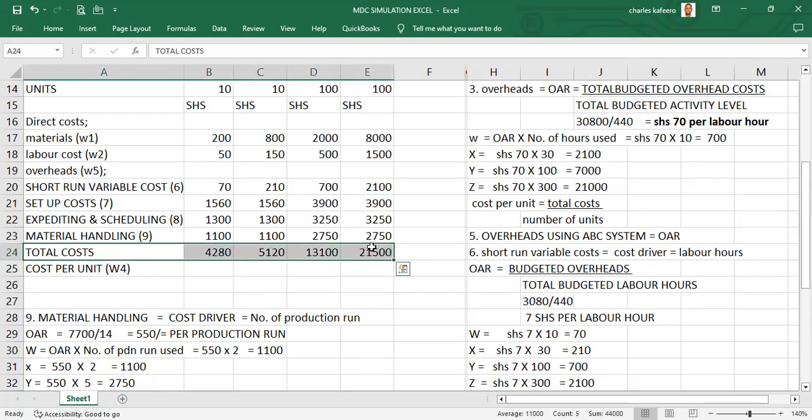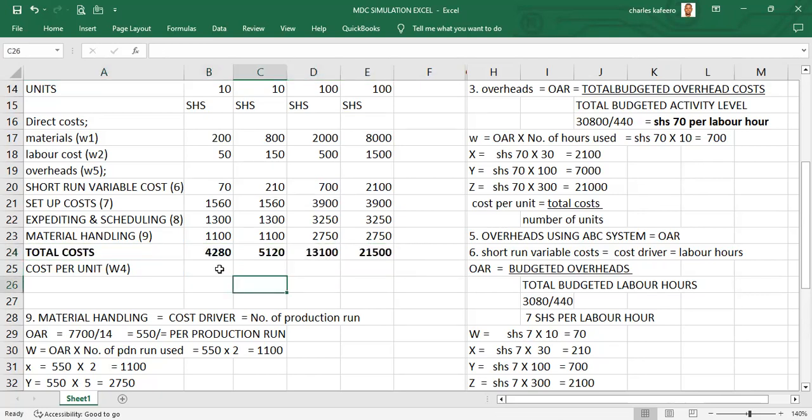After getting the total cost, we can now divide this total cost by the number of units, which are 10, to get the cost per unit. So we can get even the cost per unit here, and that's going to be the thing they wanted us to compute. So that's all about the ABC system and the traditional costing.